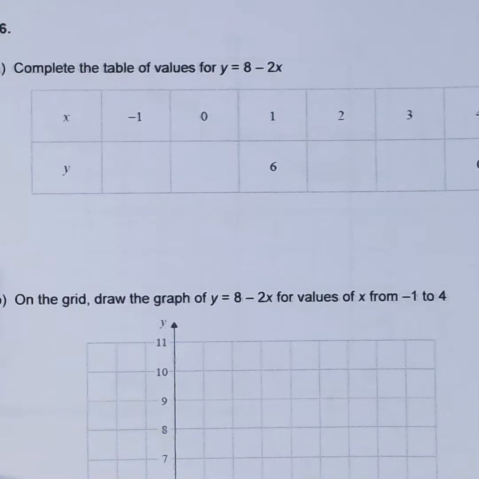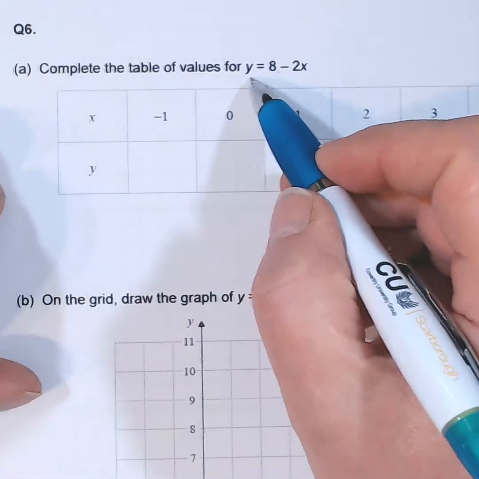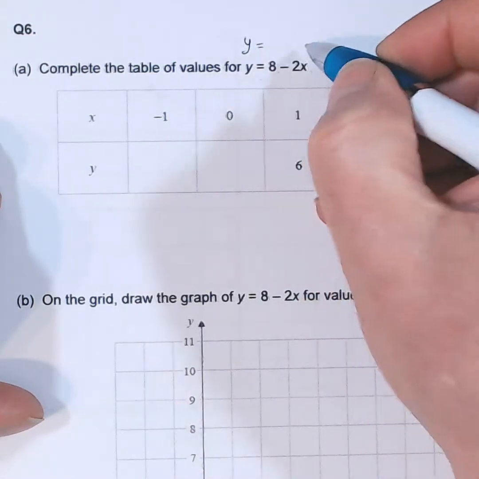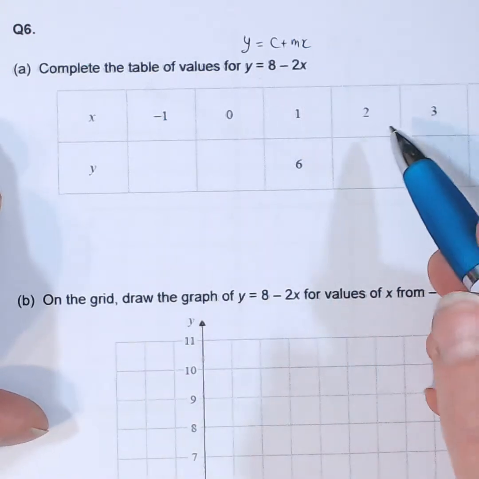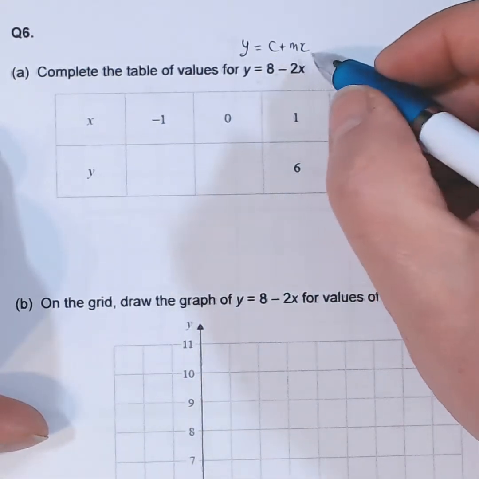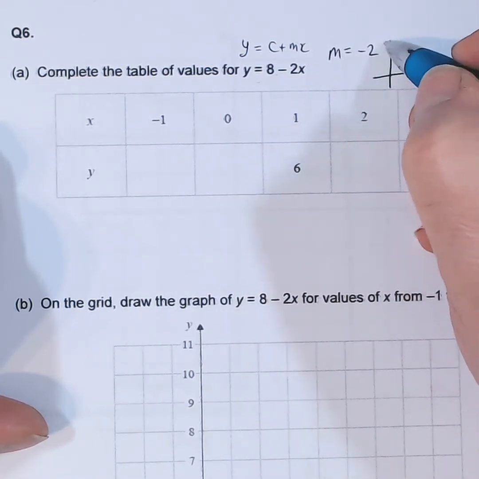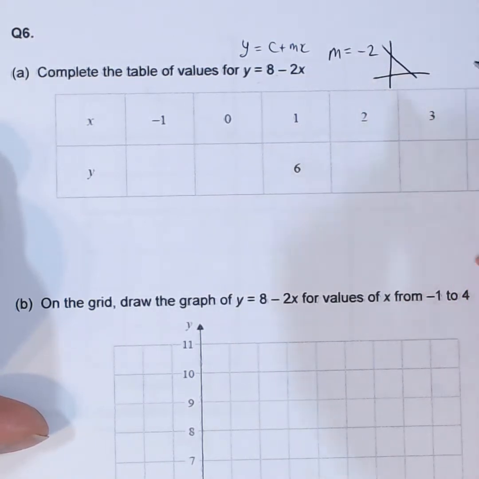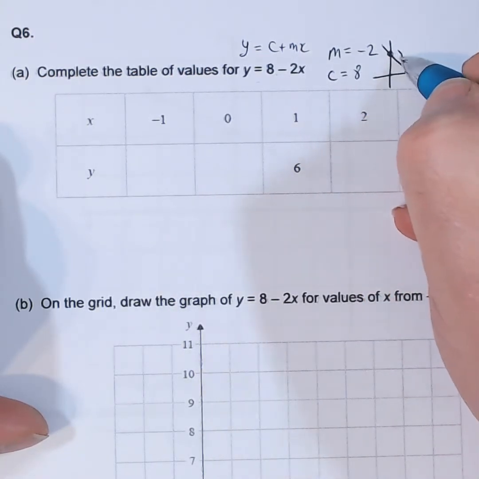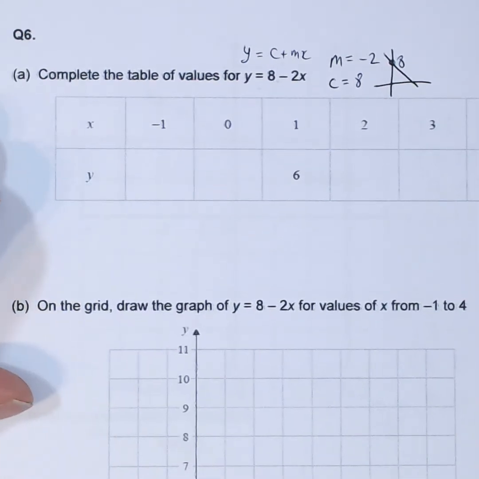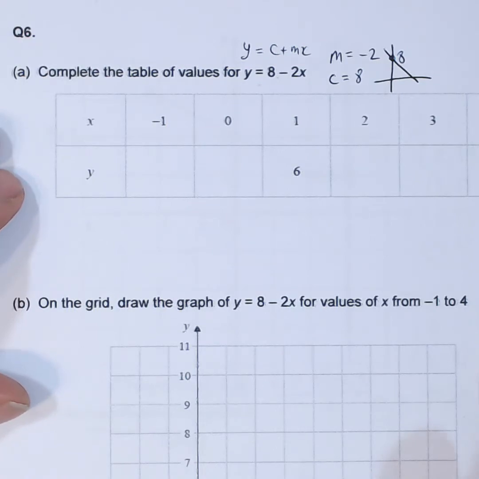This kind of question is asking us to complete the table of values for this function, and we recognise it's of the form y equals mx plus c, just being written in a slightly more awkward way. So we can see from this that our gradient would be -2. Well, that tells me that the graph is going to go in this direction, and our c value is going to be 8, which tells me that the graph is going to cross at 8. So we recognise that that's what the graph should look like. They just want us to complete some values to allow us to then draw it.